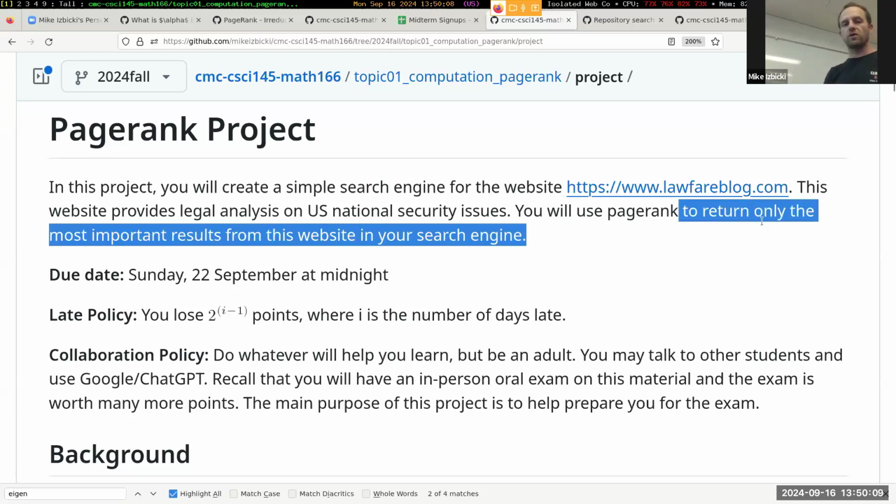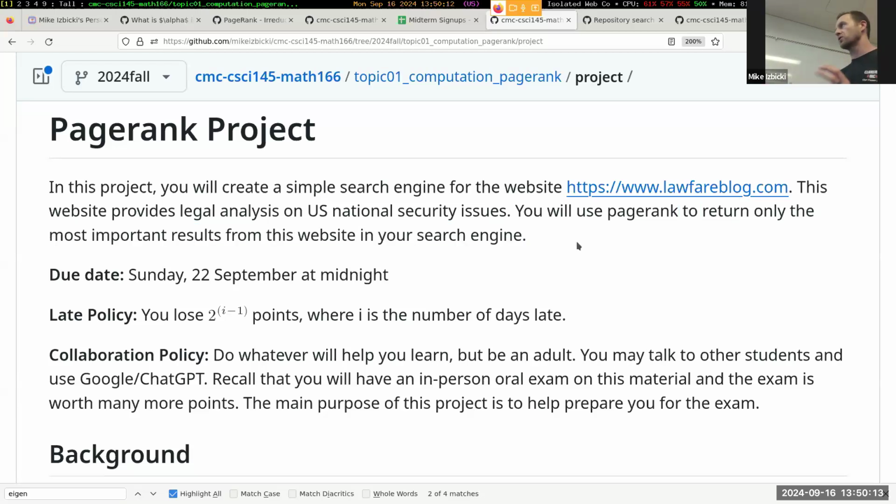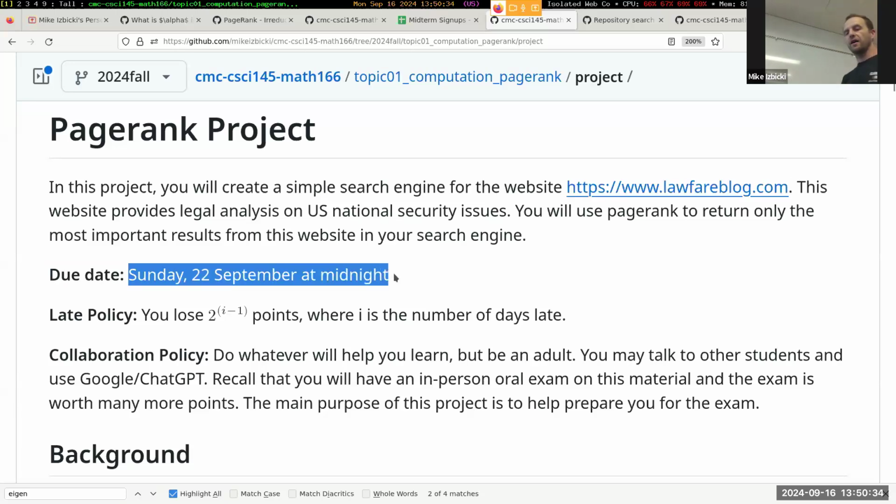And your search engine will return only the most important results from this website based on whatever your search term is. I have some various examples below related to things like coronavirus or President Trump or different issues related to the law and national security issues. And you will have to find the most important web pages in this domain right here. Your due date for this is this coming Sunday.